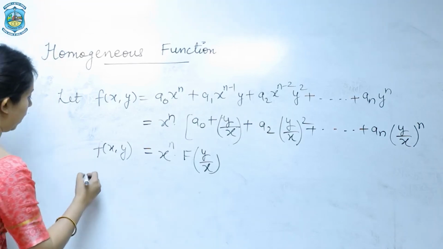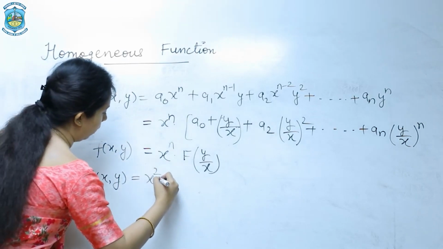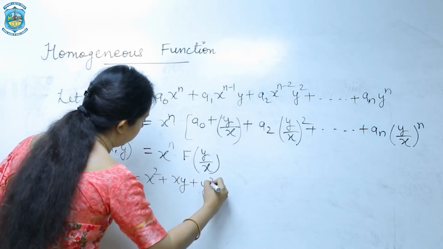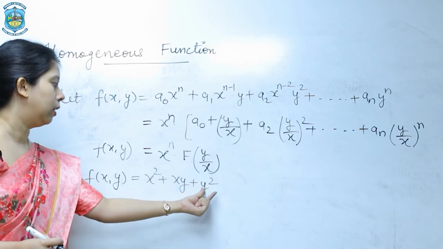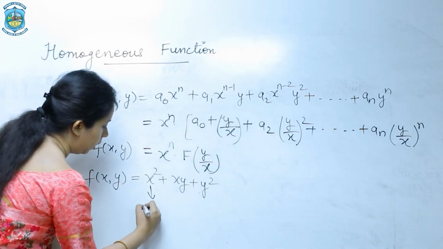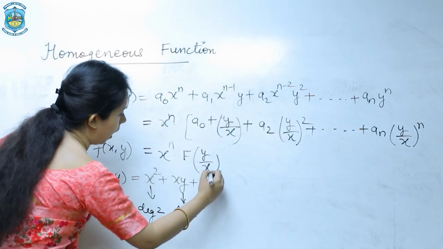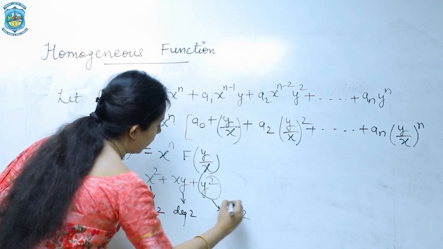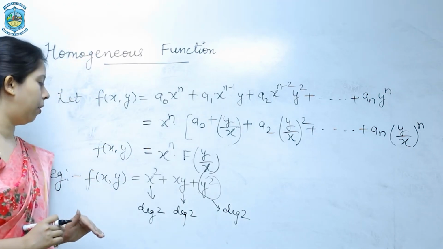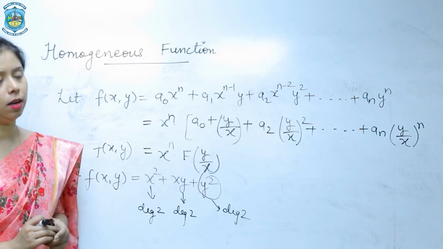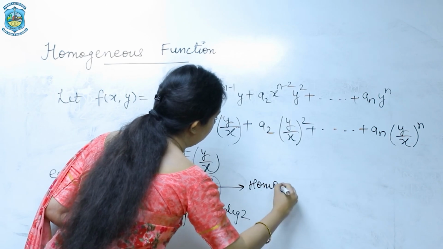For example, f(x, y) = x² + xy + y². Now this is a homogeneous function. Why? Because each term has degree 2. Here if we talk about the first term, the degree of the first term is 2. If we talk about the second term, the overall degree is again 2, and for the third term the degree is 2. So if an expression has each term of the same degree, then that particular function or expression will be called a homogeneous function. So this is a homogeneous function.